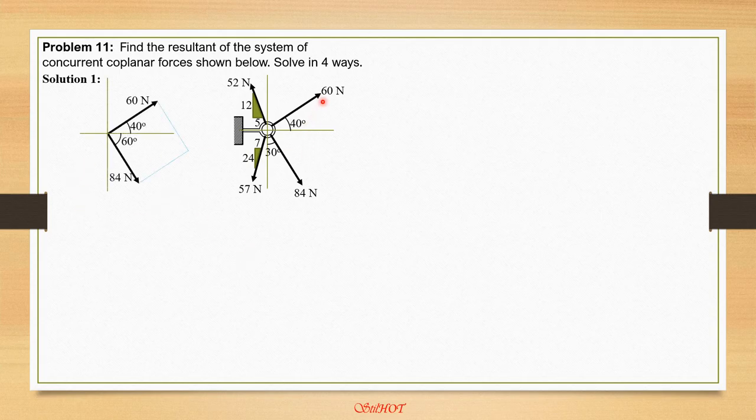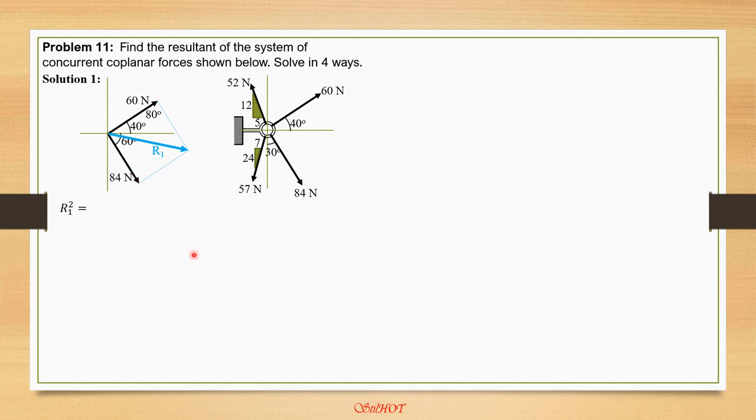So we combine 60 and 84 first, then for the second part 52 and 57 newtons. The angle is 40 degrees, because this is 30 degrees, therefore the 84 newtons makes an angle with the positive x-axis clockwise of 60 degrees. So this is 100 degrees, 60 plus 40. Therefore, the measure of the other interior angle of this parallelogram is 80 degrees, 180 minus 100. So that's the resultant. So that's 80 degrees, which is equal also to this.